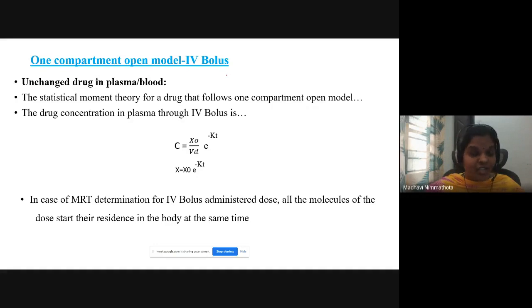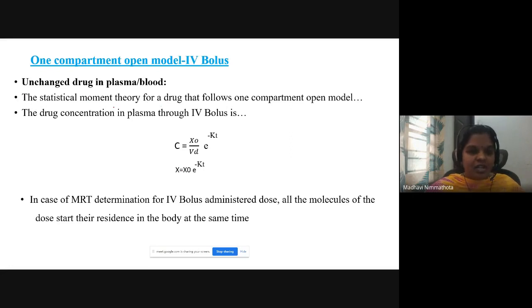Again, your calculations came. Unchanged drug in the plasma or blood. How are you going to calculate the pharmacokinetics of a drug which is following a non-compartmental model? We need to analyze the pharmacokinetic parameters for those types of drugs, either bioavailability or clearance of the drug, from the unchanged drug in the plasma or blood.